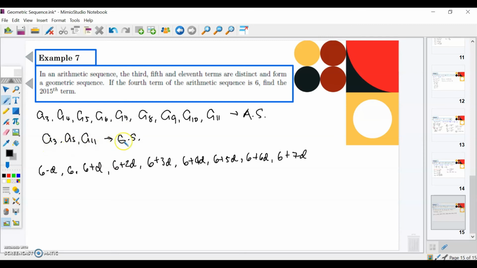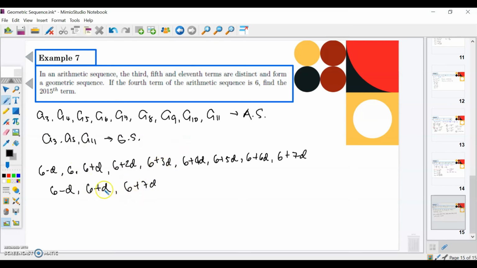Now, from the given problem, take note that a sub 3, a sub 5, and a sub 11 forms a geometric sequence. So, here in our representation of the terms in the arithmetic sequence, I'm just going to consider 6 minus d, 6 plus d, and 6 plus 7d. Take note that these are the third, fifth, and 11th term respectively.